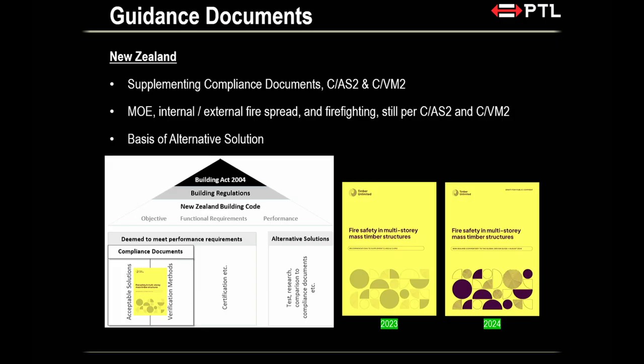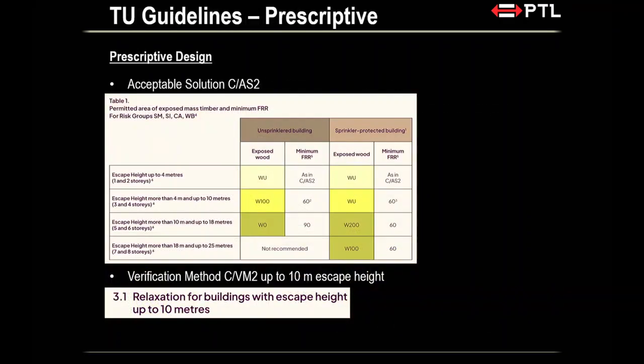So, like I say, these documents are just supplementing the fire compliance document. So when a fire engineer uses these documents, he or she will still have to do the usual means of escape, internal and external fire spread, and firefighting, as per the compliance document, right? So if the fire engineer is doing alternative solutions, some of these guidelines are still a good basis for a fire engineer.